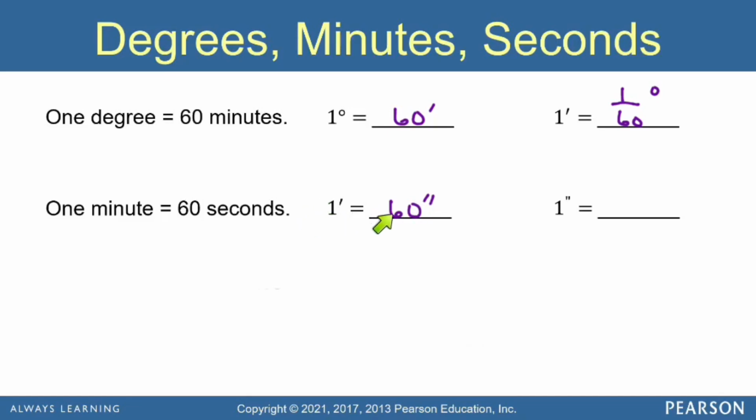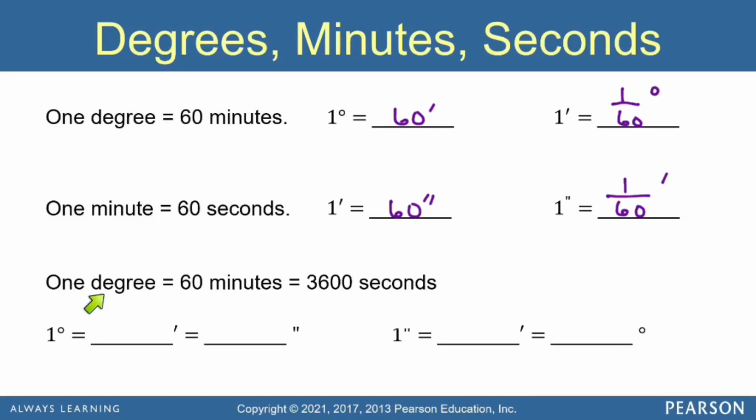Or if 1 minute is 60 seconds, that means 1 second is a 60th of a minute. Now let's see if we can make the connection between seconds and degrees. So if 1 degree equals 60 minutes, and there are 60 seconds in every minute, then 60 times 60 is 3,600. So that would mean 1 degree is 3,600 seconds, because every degree contains 60 minutes and every minute contains 60 seconds. So we could write 1 degree equals 60 minutes, and that equals 3,600 seconds.